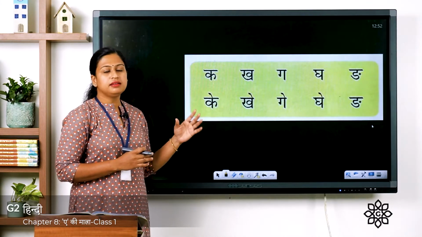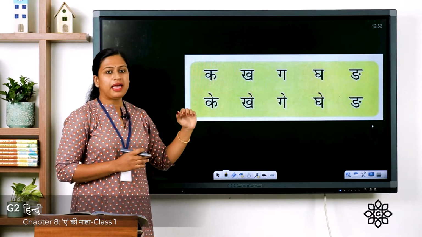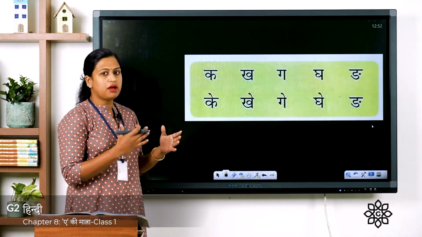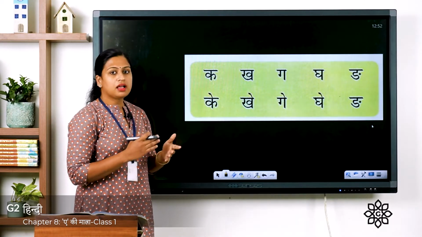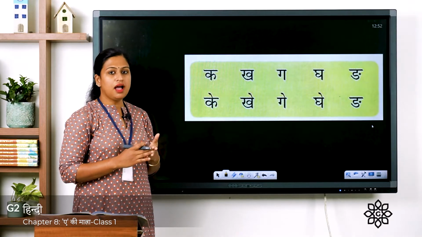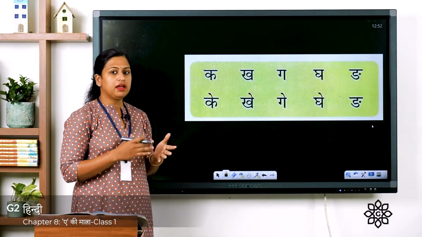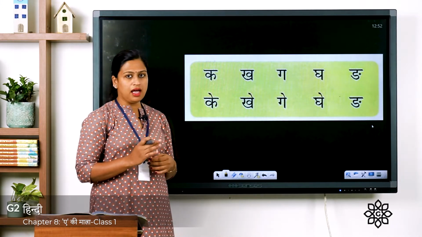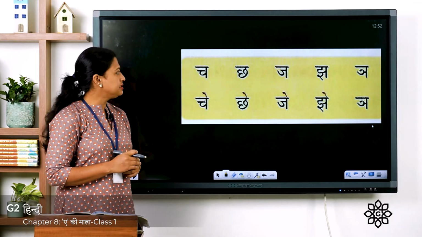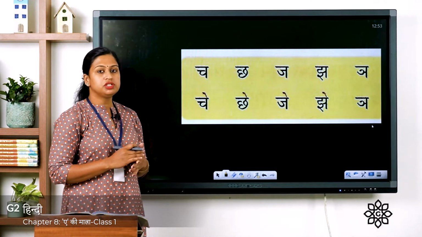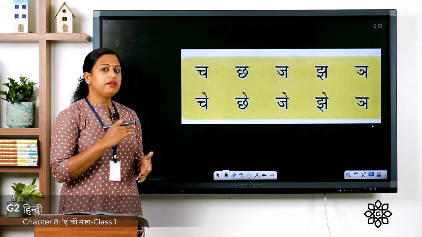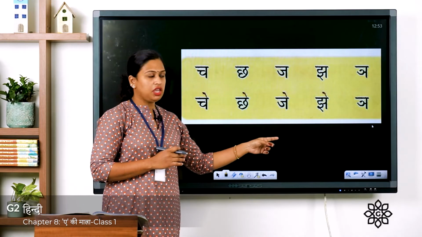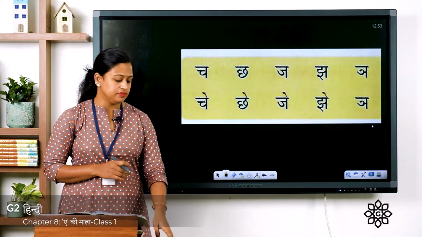Next you can see here the Vyanjan letters on the top and at the bottom you can see the Vyanjan letters with A ki matra. So I am going to read out these letters: Ka, Kha, Ga, Gha, Nga. And when we add A ki matra, it sounds Ke, Khe, Ge, Ghe, Nga. Next set of Vyanjan letters: Cha, Cha, Ja, Jha, Iya. And when we add A ki matra, it has Che, Che, Je, Jhe, Iya sound.